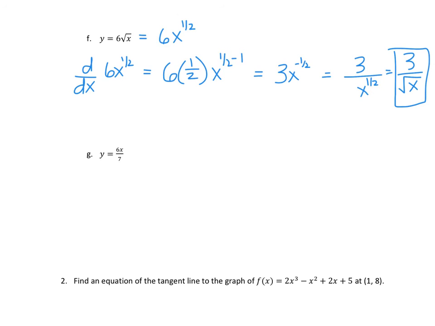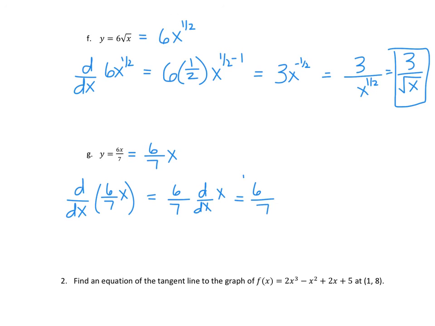For part G, we're taking the derivative of 6x over 7. If you like, we can rewrite this as 6 over 7 times x. So to find the derivative dy dx of 6 over 7 times x, keep in mind the constant, we can pull that out front. And now we're taking the derivative of x. As you might recall, the derivative of x is just 1. So our derivative is 6 over 7.